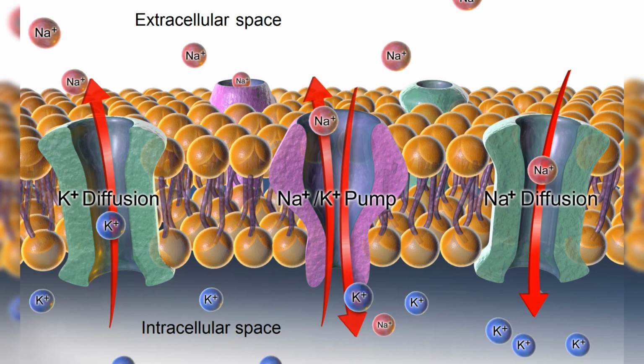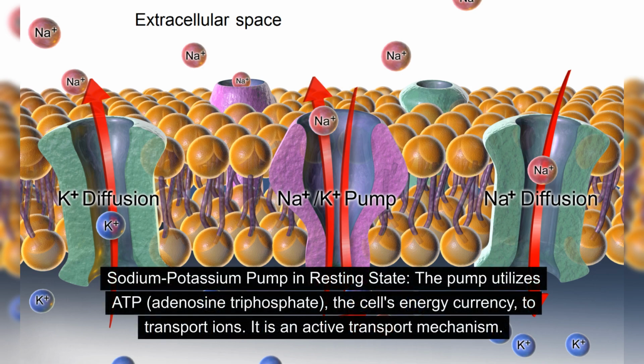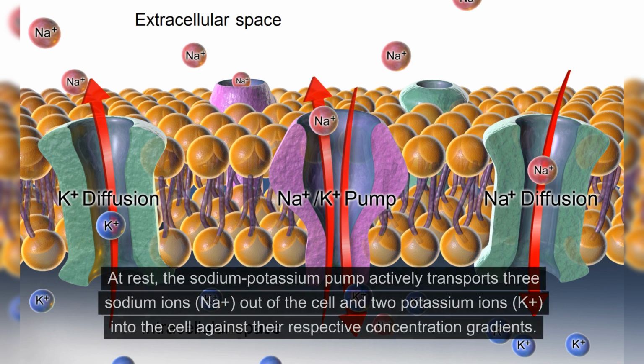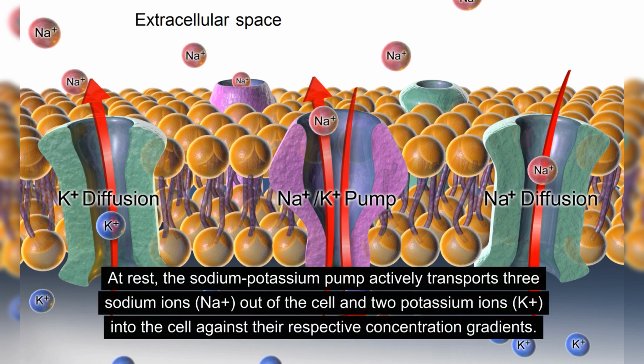Next, we will look at the sodium-potassium pump for each action potential. Sodium-potassium pump in resting state. The pump utilizes ATP, adenosine triphosphate, the cell's energy currency, to transport ions. It is an active transport mechanism. At rest, the sodium-potassium pump actively transports 3 sodium ions, Na+, out of the cell, and 2 potassium ions, K+, into the cell against their respective concentration gradients.